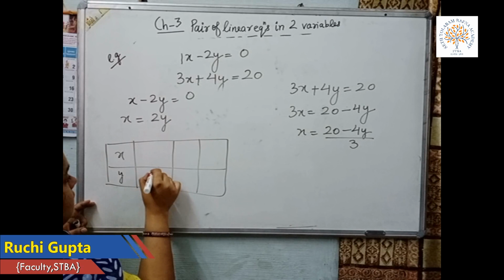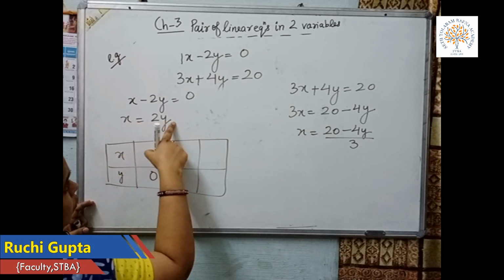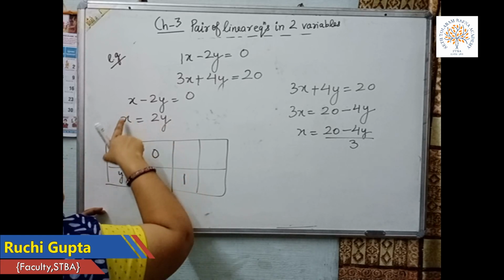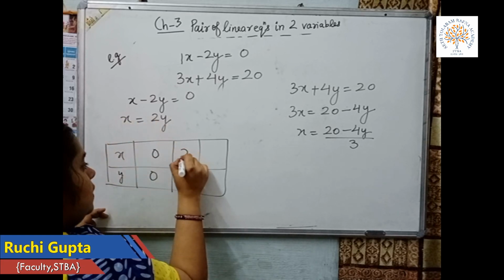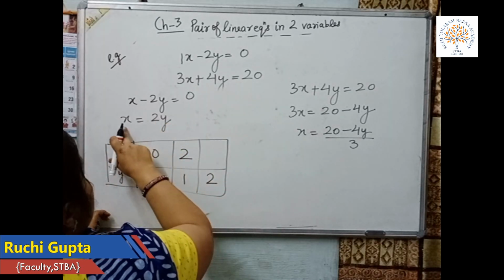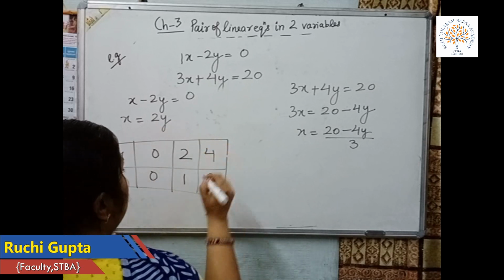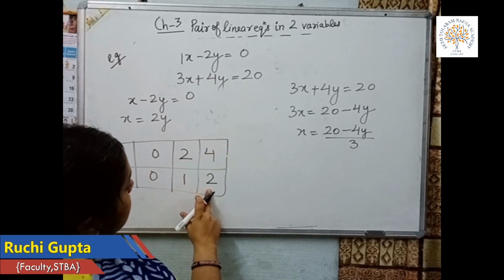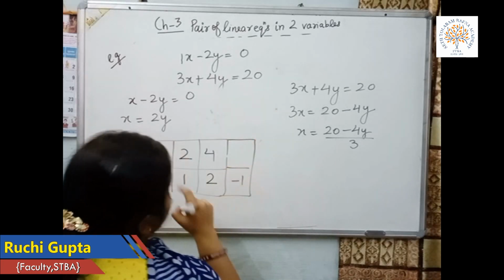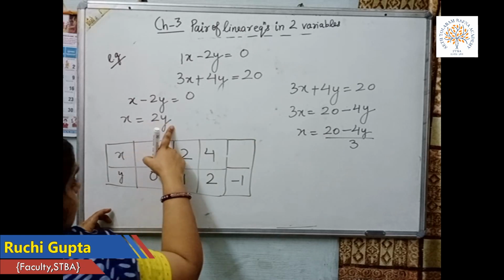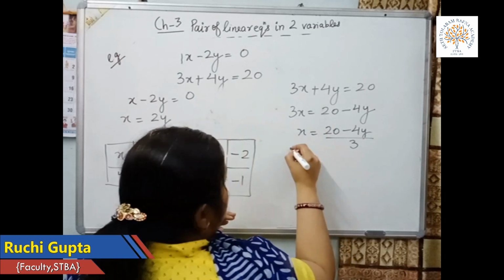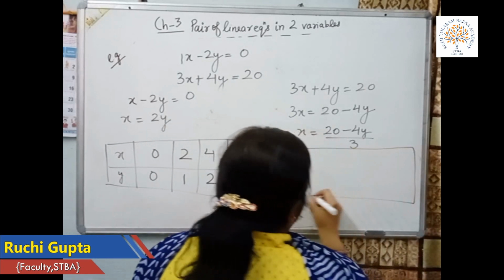Suppose I put y is equal to 0, then x is equal to 2 into 0, which is also 0. If I put y is equal to 1, then what is x? 2 into 1 is 2. And if I put y equal to 2, then x is equal to 2 into 2, 4. Students, I have taken all 3 points as positive, so take some negative point also. If I take y as minus 1, then 2 into minus 1 is minus 2. Is that clear? Now I have to take the points for this equation also.